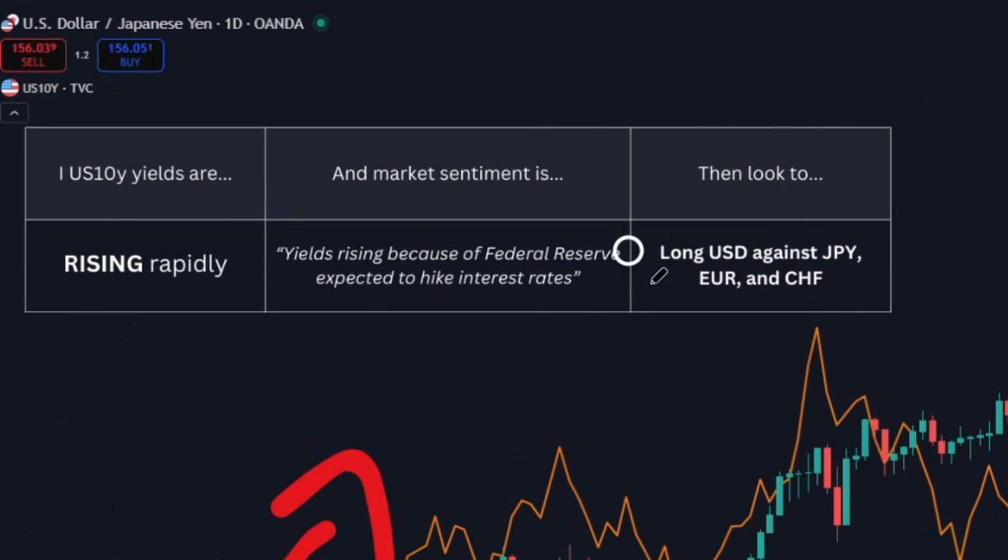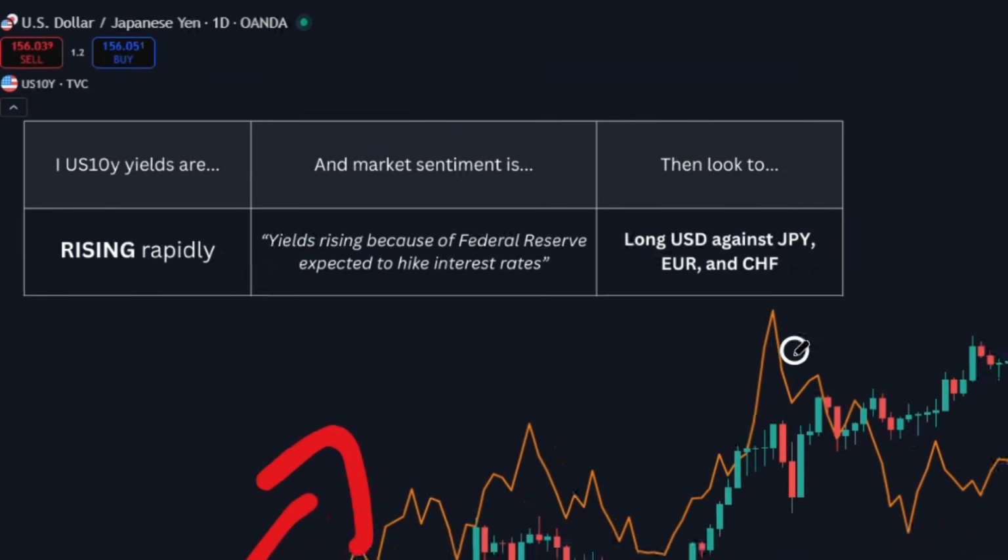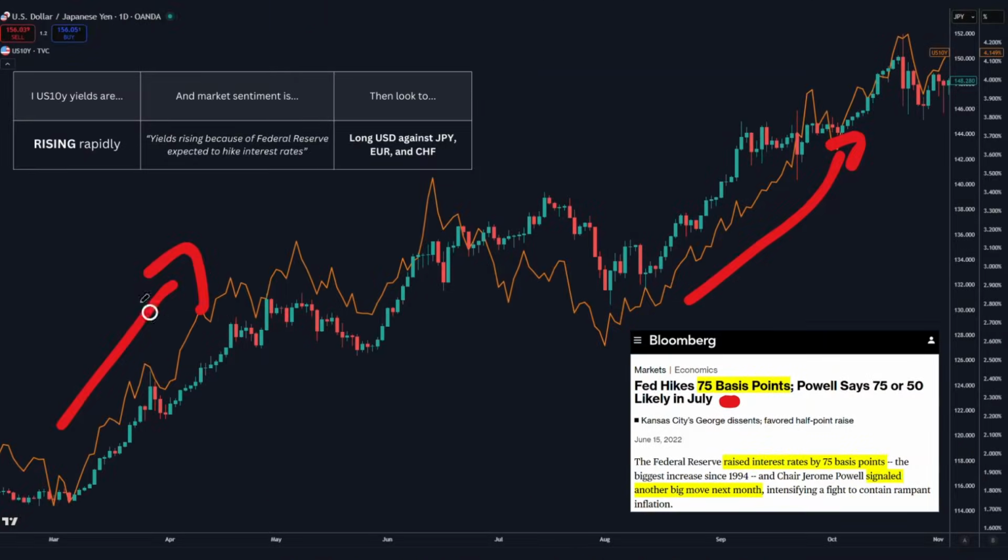Now, again, what do you do in this context? You long the dollar against the Japanese yen, euro, Swiss franc. Now we're looking at USD against the Japanese yen, right here in this chart, in the candlestick charts. And look what happened. It absolutely followed US yields. Why? Because Japan, during this whole time, kept their rates at 0, while the US went the other way.